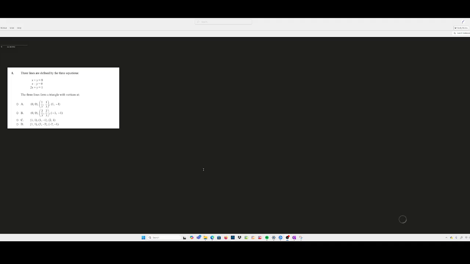Three lines are defined by the three equations x plus y equals 0, x minus y equals 0, and 2x plus y equals 1. The three lines form a triangle with vertices. So we're going to solve for all these three equations and see if we can find the vertices.